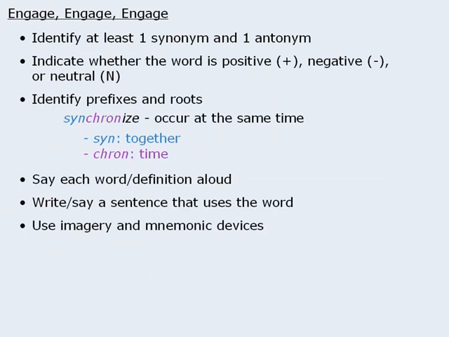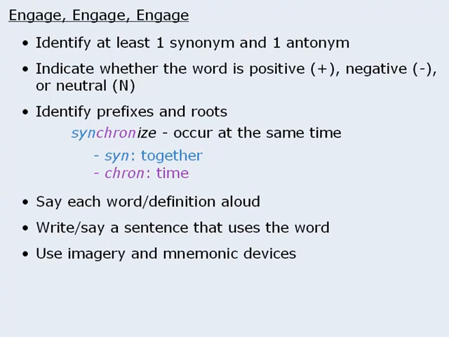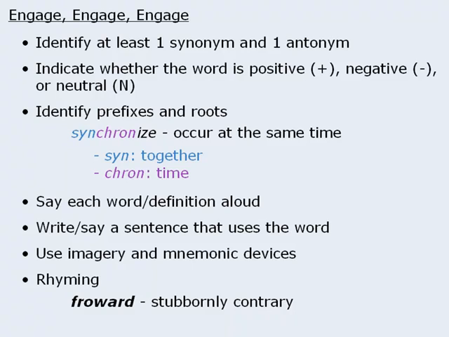Alright, moving along, another way to engage with new words is by rhyming. For example, take the word froward, which means stubbornly contrary and disobedient. Since froward rhymes with Howard, you might picture a guy named Howard behaving stubbornly in some ridiculous situation. Once again, this level of engagement will increase your retention.